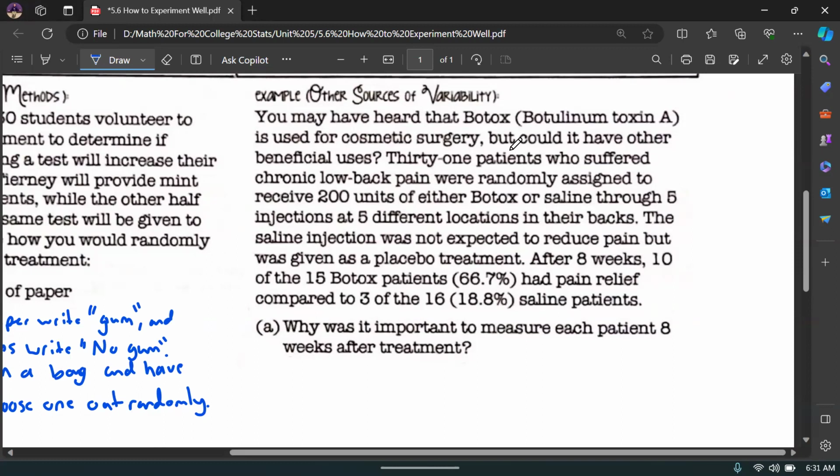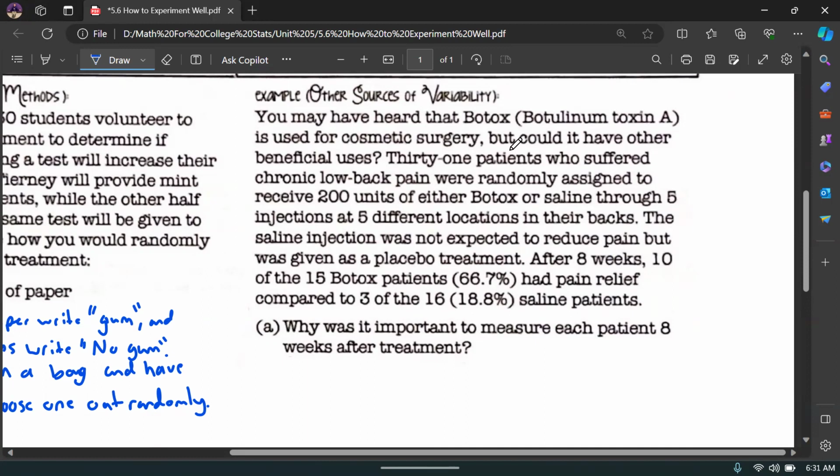Why was it important to measure each patient 8 weeks after treatment? So if patients were measured at differing times, the researchers wouldn't know if the type of injection or the time was the cause of changes in back pain. So, if they're all measured at the same time, then time is no longer a variable, right? That makes sense. Because if I measured some people at 8 weeks and some people at 9 weeks, maybe 9 weeks was just longer to feel better in general.